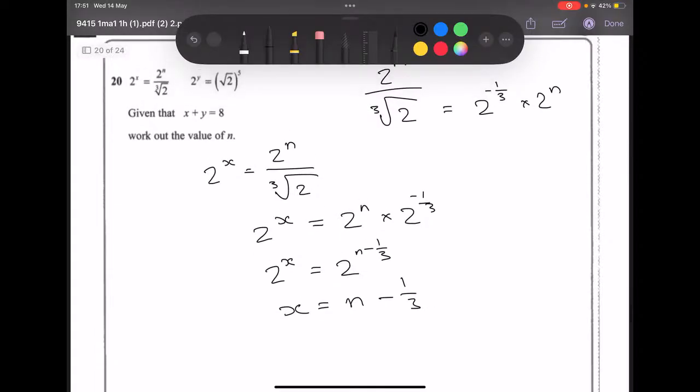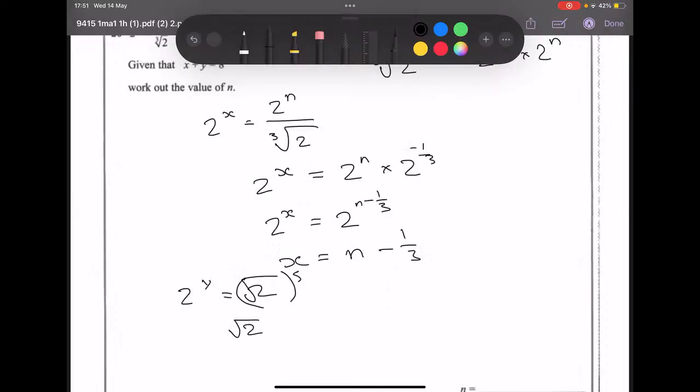Now in the next part of the question we have 2 to the power y equals 2 brackets root 2. Root 2 equals 2 to the power of a half. 2 to the power of a half times by 5 equals 2 to the power 5 over 2.